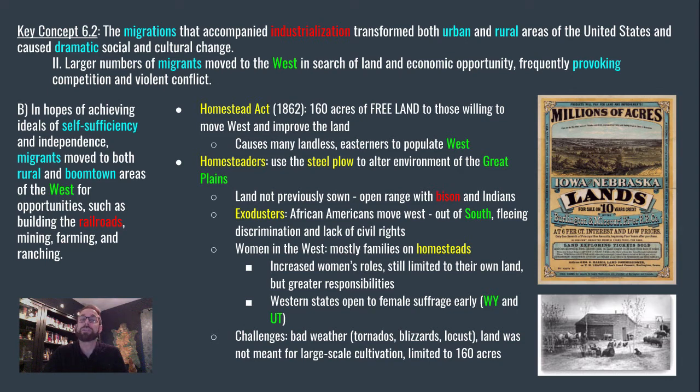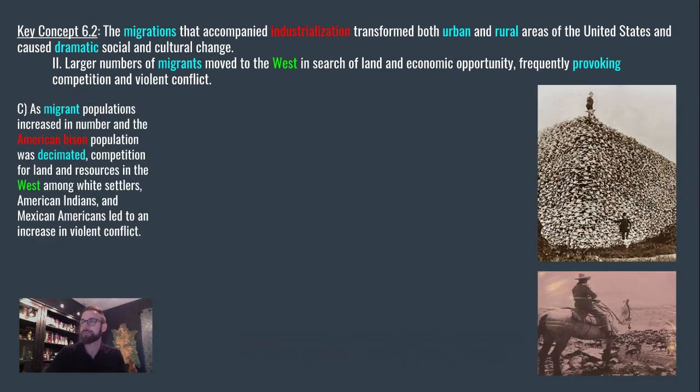What if you wanted to expand and buy more land? You weren't allowed to. You could only have those 160 acres. You had someone on every side who owned the 160 acres around you. And the land wasn't meant for large-scale cultivation, which I already talked about a little bit earlier with the steel plow. Okay, so people are moving west.